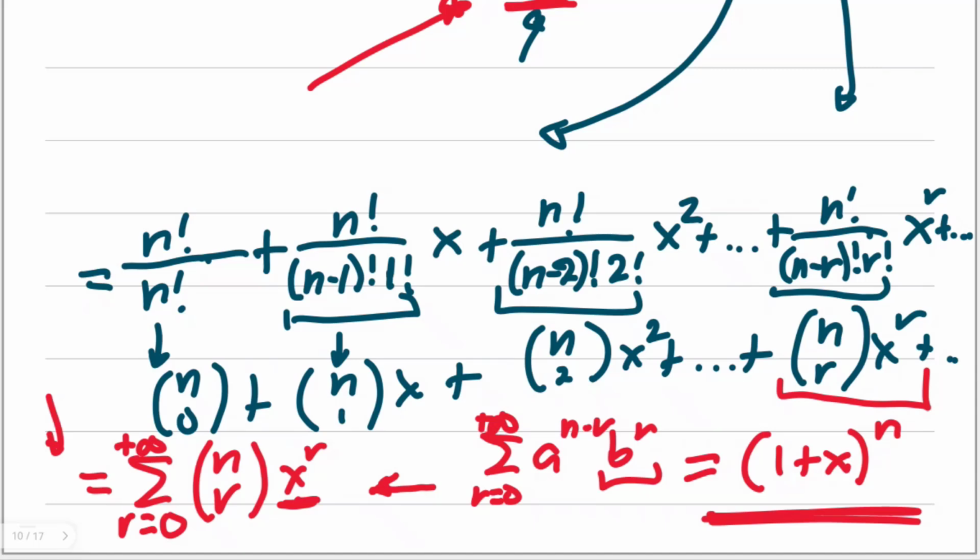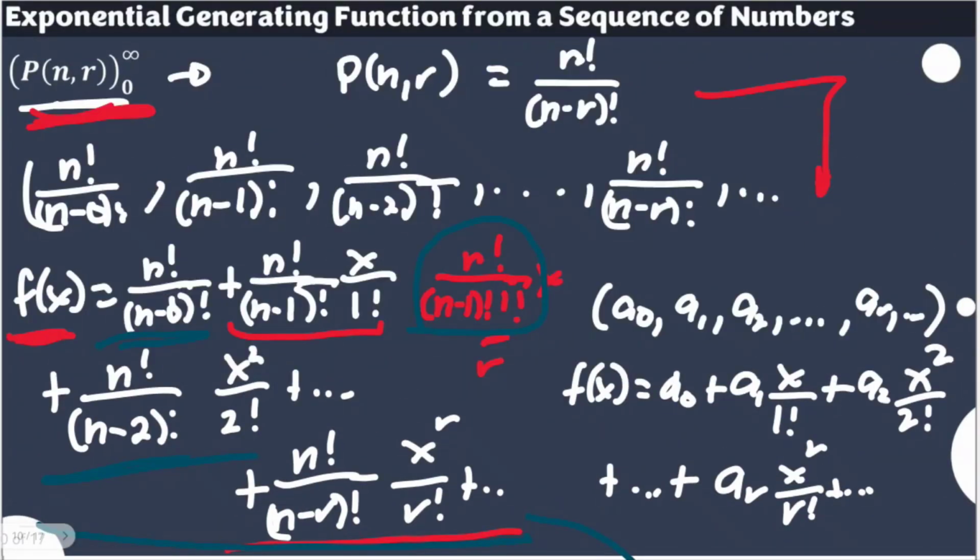Nevertheless, this is an indication that even if we have permutation numbers, or our sequence has permutations, we were able to come up with a combination from this perspective, which brought us to the binomial theorem. Okay? Thank you very much for watching.